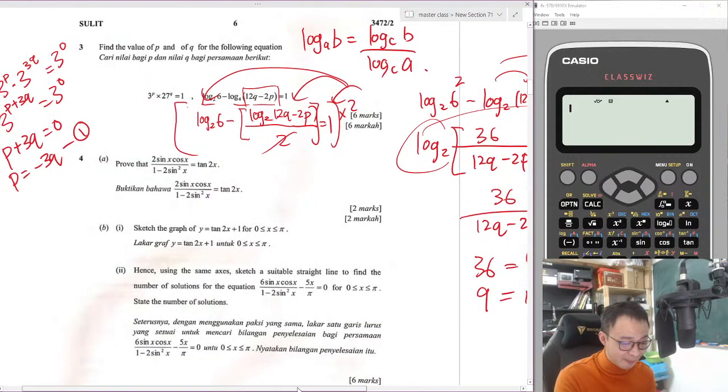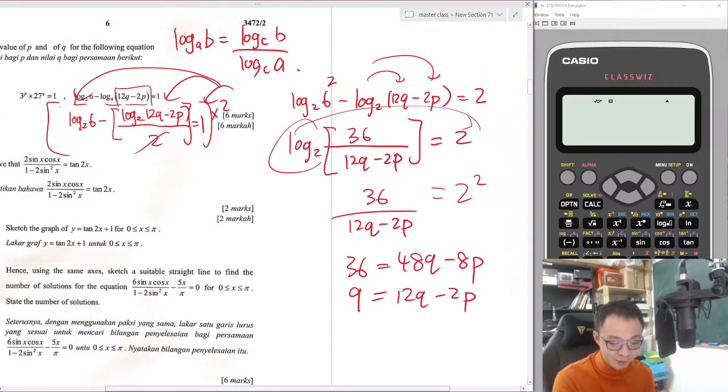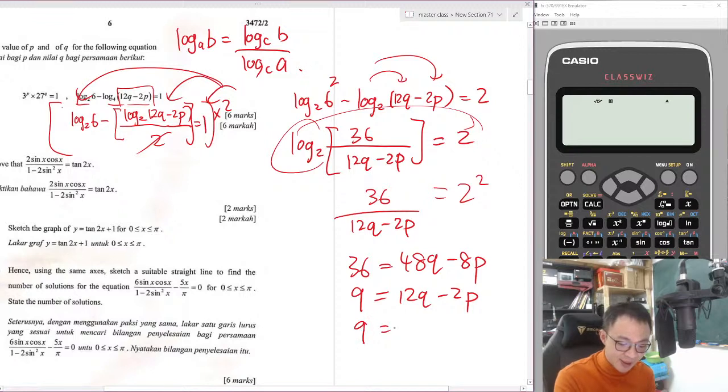Okay, what is my p? P equals negative 3q. So right now I have 18q. Okay, so 18q, so 9 over 18 equals q. Q equals 1 over 2.